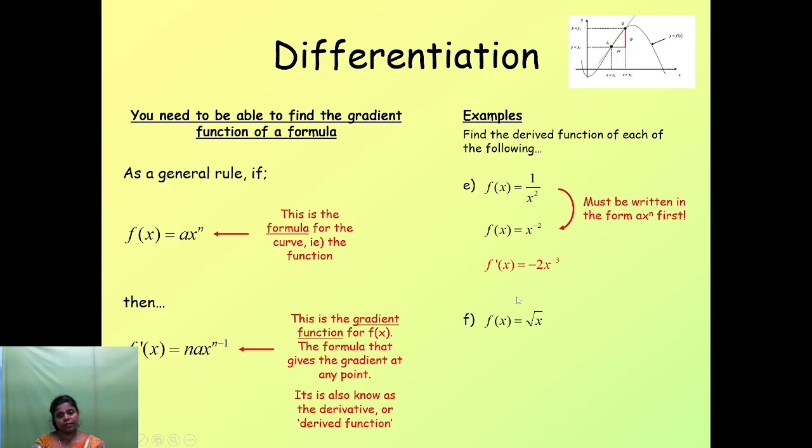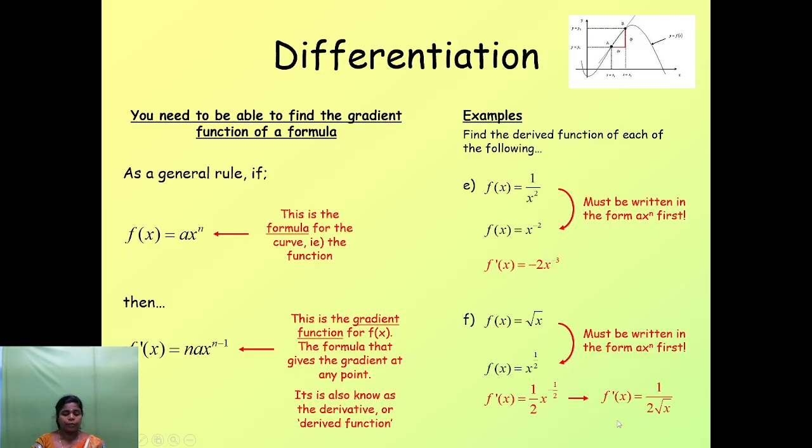Next example, f of x is equal to square root of x. Square root of x can be written as x power 1 by 2. Then 1 by 2 into x power 1 by 2 minus 1. Here n is 1 by 2, so 1 by 2 minus 1, you get minus 1 by 2. So 1 by 2 into x power minus 1 by 2. X power minus 1 by 2 can be written as 1 divided by square root of x. So the answer is 1 by 2 into square root of x.